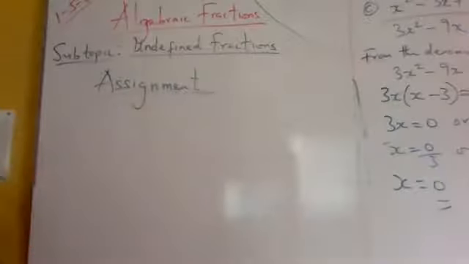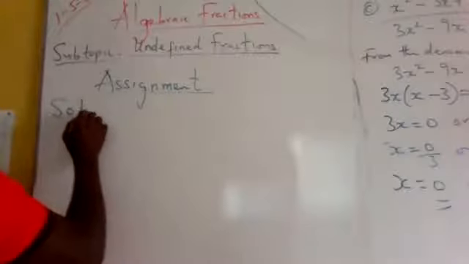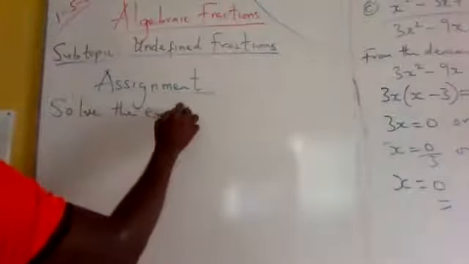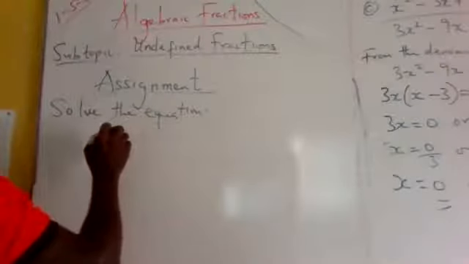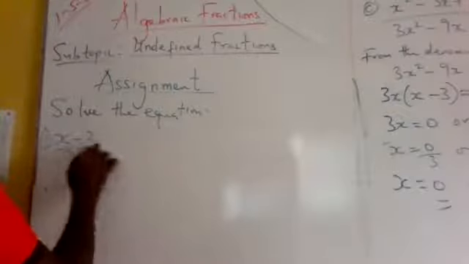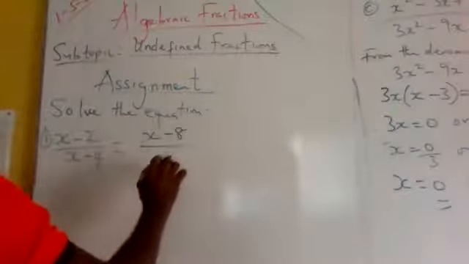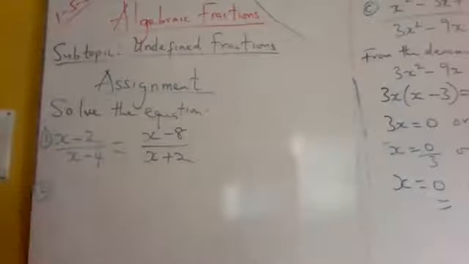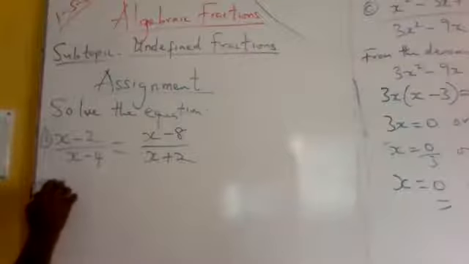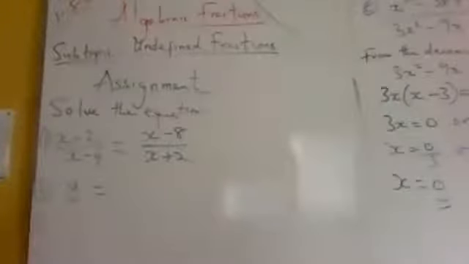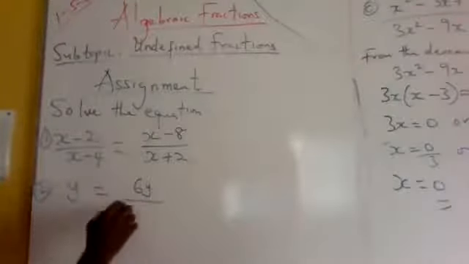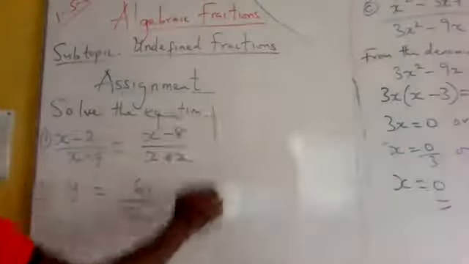I'll give us just four questions. Solve the equation. The first question: x minus 2 over x minus 4 is equal to x minus 8 all over x plus 2. The second question: y is equal to 6y all over 5y minus 4. So that is question number 2.